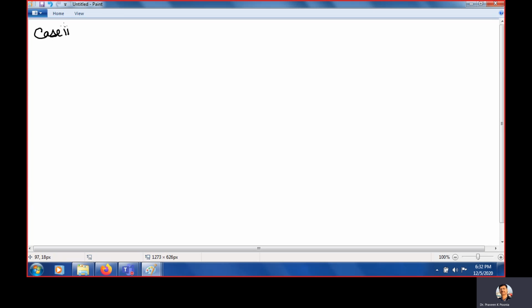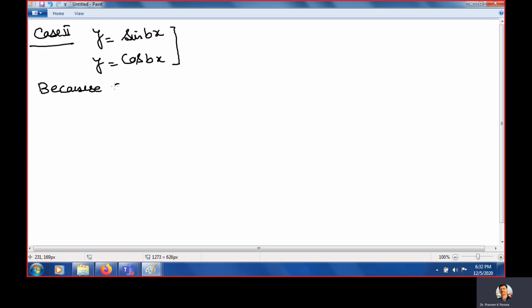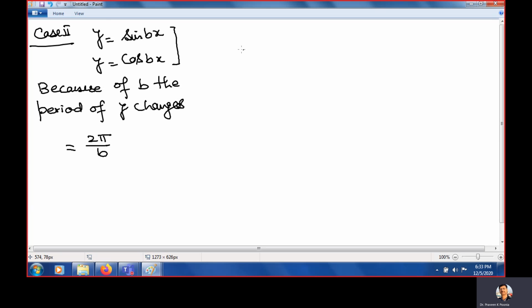Now we will learn case 2, y is equal to sine bx, y is equal to cos bx. Then because of B, what is changing? Because of B, the period of y changed. What is the period initially? 2 pi. But now because of B, the period is changing. Period is 2 pi means, if I'm taking y is equal to sine x, so this is x, this is y, and if this is period 2 pi.